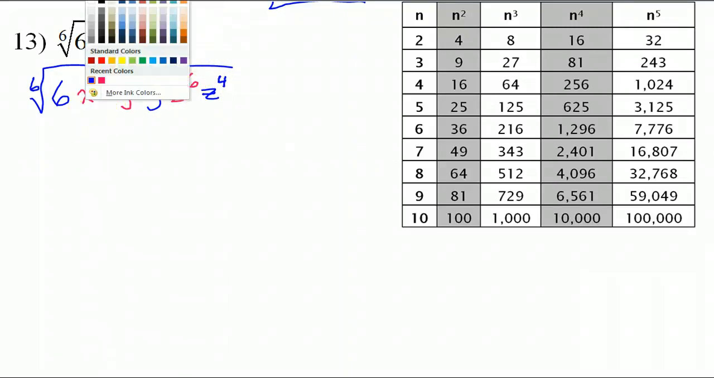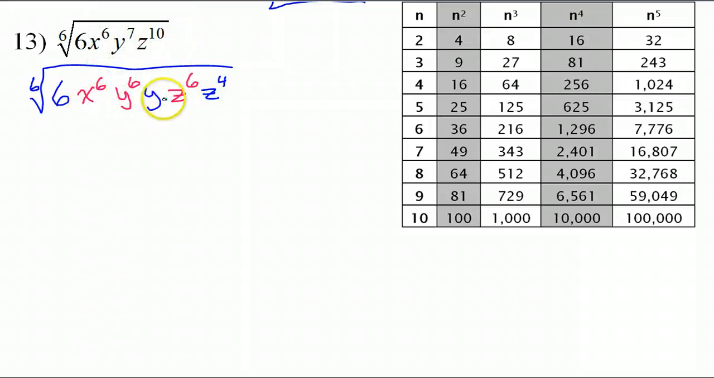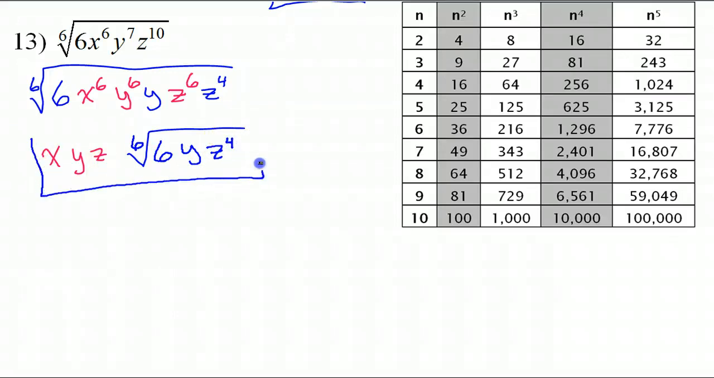So as you've seen before, everything here in pink can simplify and come out. 6 divided by 6 is 1. So this x is going to become just x. Y to the 6th power will simplify to y, and z to the 6th power will simplify to z. So that's it for the pink stuff. Everything here in blue is going to stay exactly like it is. So I will have the 6th root of 6yz to the 4th power as my final answer.